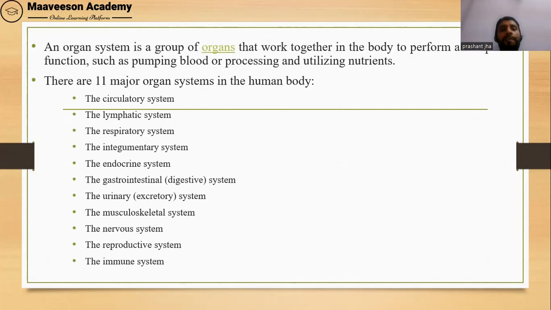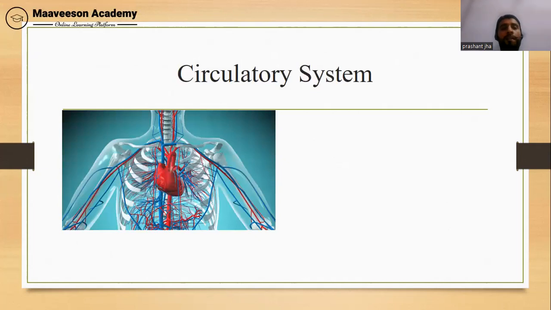So there are so many types of organ systems in the human body, including the circulatory system, lymphatic system, respiratory system, integumentary system, endocrine system, gastrointestinal system, urinary system, musculoskeletal system, nervous system, reproductive system, and immune system. All the organ systems have a particular job. First is the circulatory system.